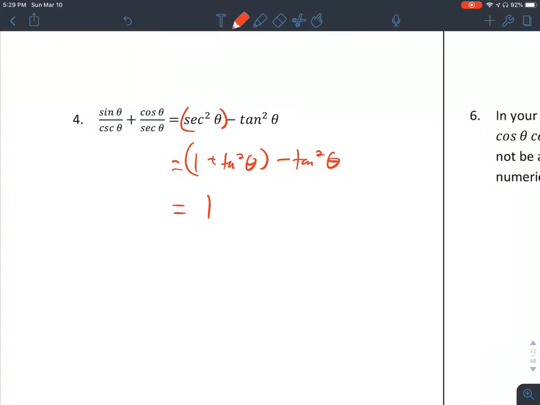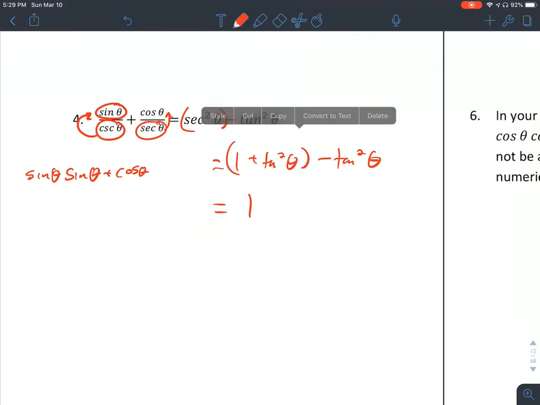So check this out. We've got sine in the numerator here. We have cosecant in the denominator. If I want to make this in terms of sine and cosine, I can take cosecant and reciprocate it, which makes it sine, and it goes to the other side of the fraction. So this is sine of theta times sine of theta. Similarly, if I want to move secant to the top, I change it to its reciprocal. So we've got cosine of theta times cosine of theta.